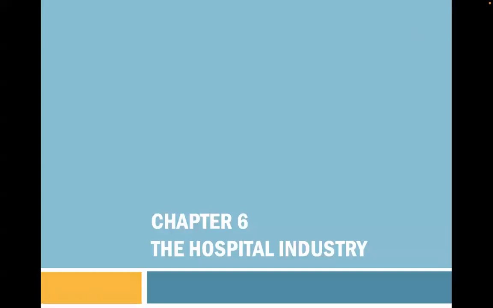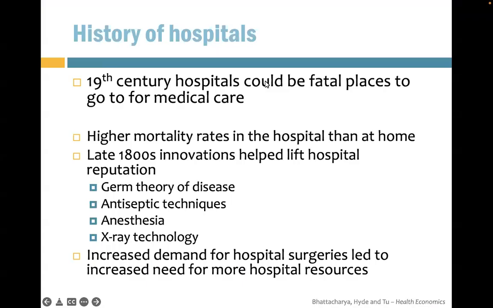Okay, so this chapter is going to talk about the economics of the hospital industry. A little bit about the history of hospitals first. In the 19th century, hospitals could be fatal places to go for medical care. There was actually a higher mortality rate in the hospital than at home. So it makes sense for people to die at home rather than in the hospital, because if you die at home, you don't need to pay. But if you die in the hospital, you have to pay, and there's a higher likelihood to die in the hospital.